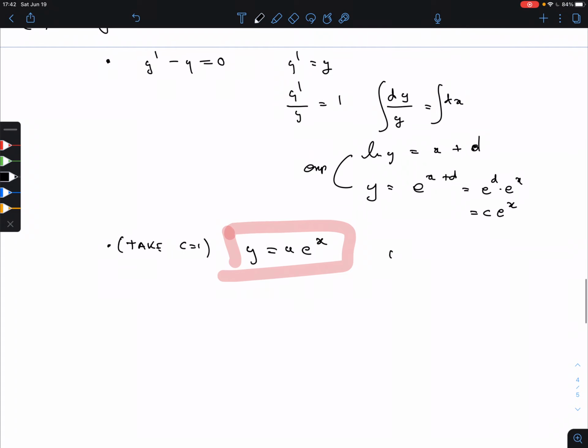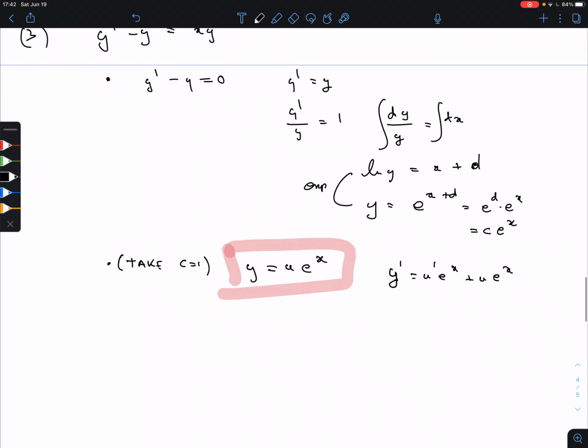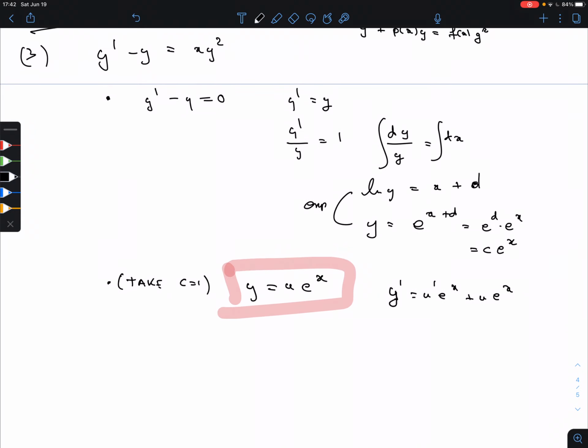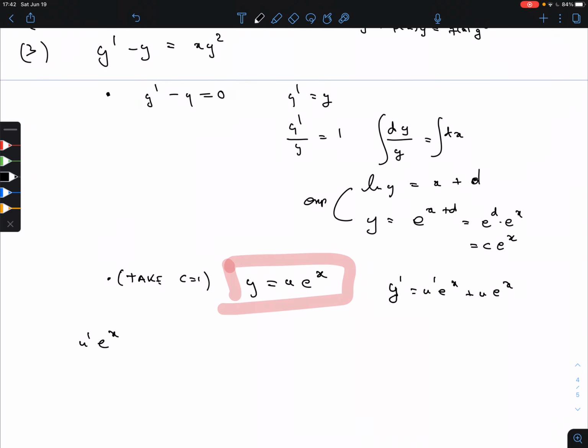Okay, so this means that y prime is equal to u prime e^x plus u e^x. We plug this into the equation up there, that is u prime e^x plus u e^x minus y, which is u e^x, is equal to x y squared, but y is u squared e^2x, right? Don't forget there's a y here too that has to be substituted, right?